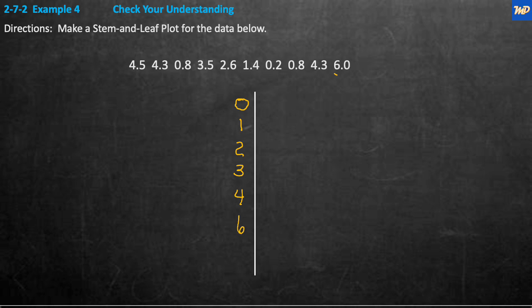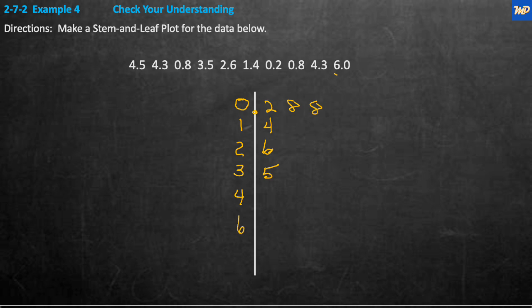Then for the 0 stem, we have a 0.8, a 0.2, and another 0.8. So we have a 2, an 8, and an 8. Remember, this is 0.2, 0.8. That's what we have here. How about for the 1? There's a 1.4, no others. For the 2s, we have a 2.6. I don't see any other 2s. How about the 3s? We have a 3.5. No others.